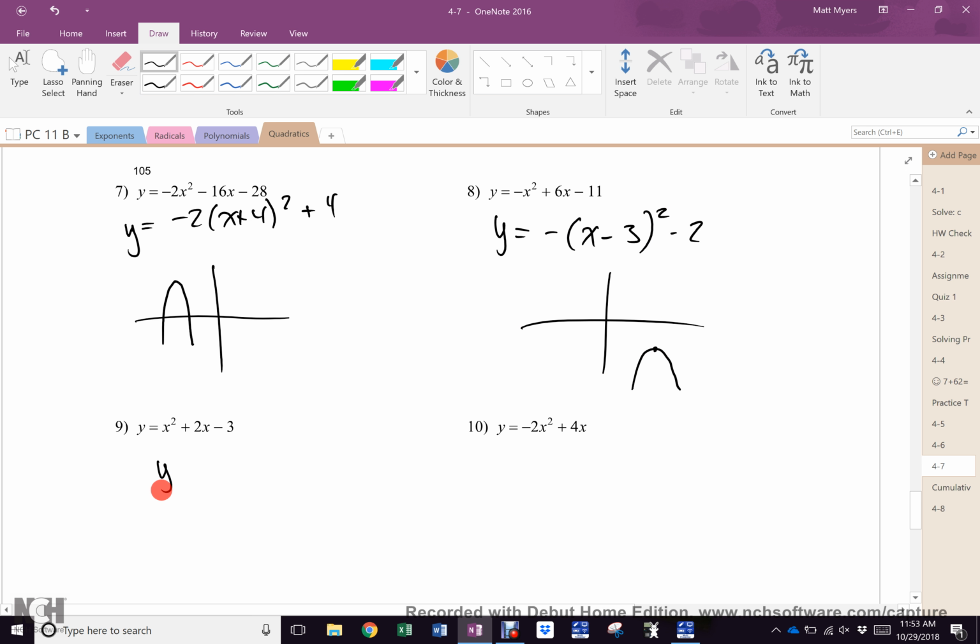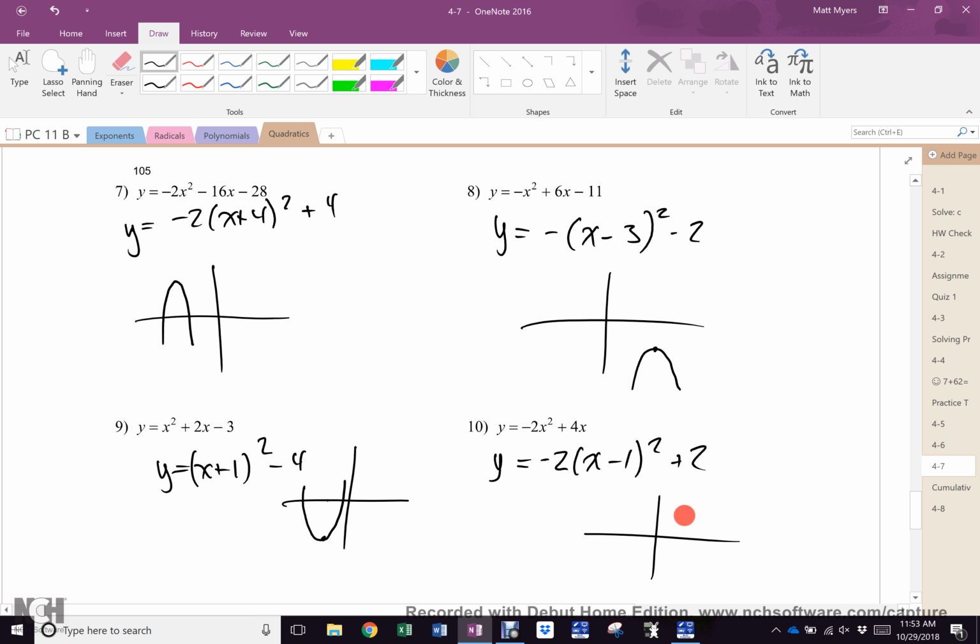Sad face. Negative 4, plus 4, but negative, so skinny and down. Y equals negative x minus 3 squared minus 2: plus 3, minus 2 down, but not skinny because it's normal. 9 is y equals x plus 1 squared minus 4. Out at negative 1, down 4, and normal, not skinny. And number 10, y equals negative 2 times x minus 1 squared plus 2, plus 1, plus 2, but negative and skinny.